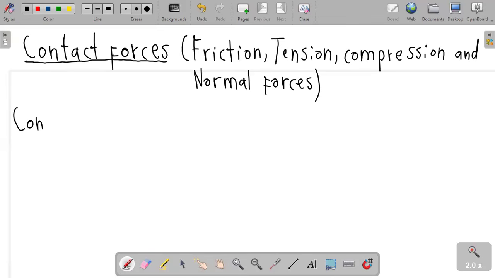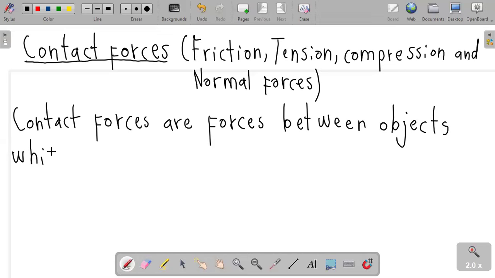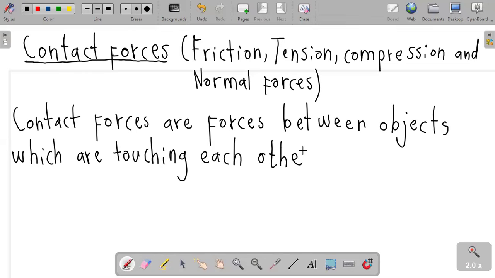So what are contact forces? Contact forces are forces between objects which are touching each other.